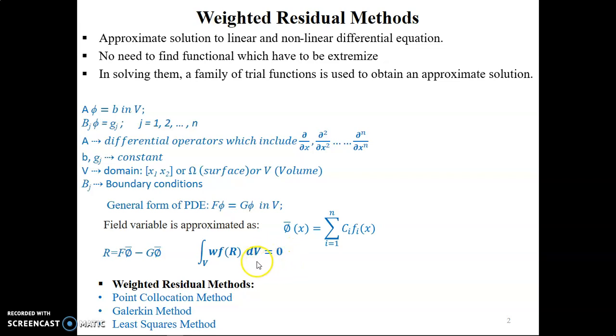The main objective of this task is to minimize the residue over the entire domain, or to minimize the error. As this integral approaches 0, we will get a trial function, or approximate solution, which is closer to the exact solution. So based on how the weights and the function of r are selected, we can categorize the weighted residual method into 3 categories. First is the point collocation method, another is the Galerkin method, and finally the least square method.